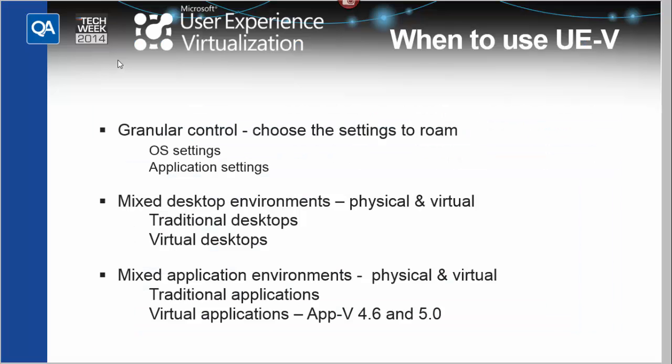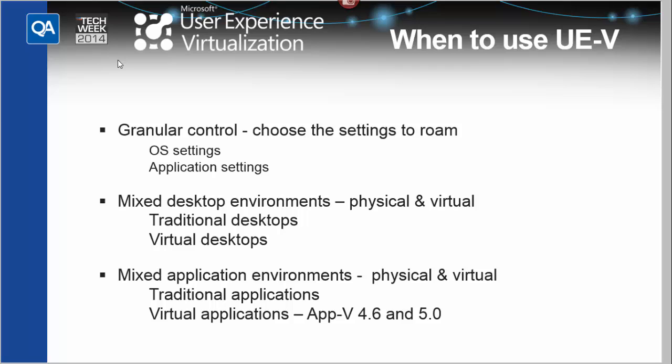So when do you use UEV version 2.0? Well, UEV version 2.0 is usually chosen when we want more granular control over the OS and application settings that we want to follow us around, thus reducing the amount of traffic that gets synchronized across the network down to our client at logon.